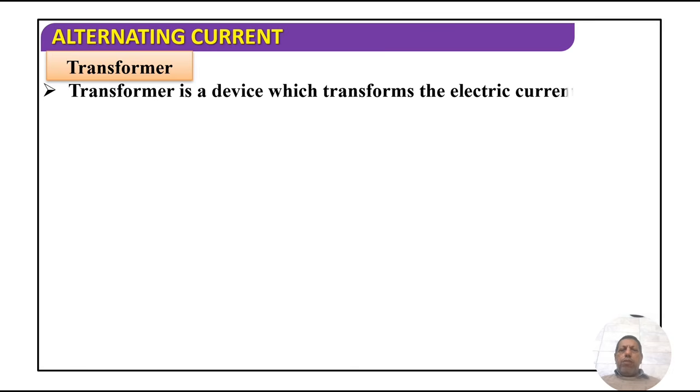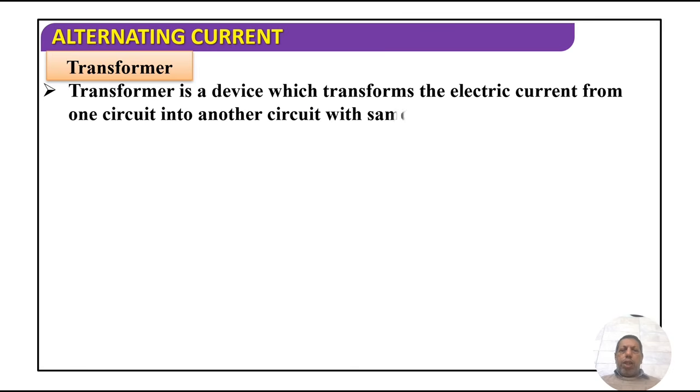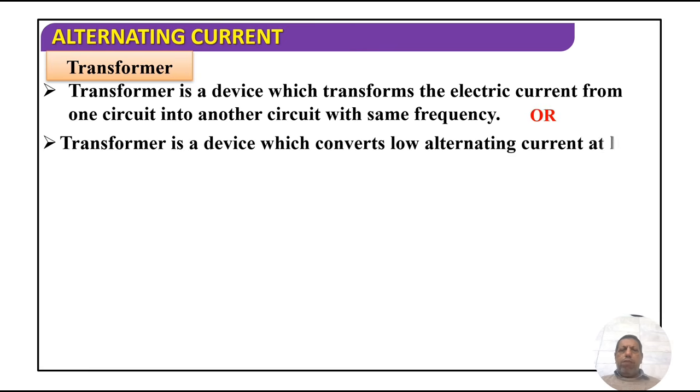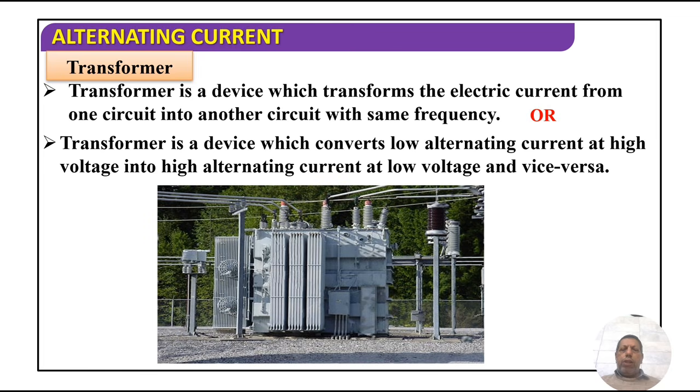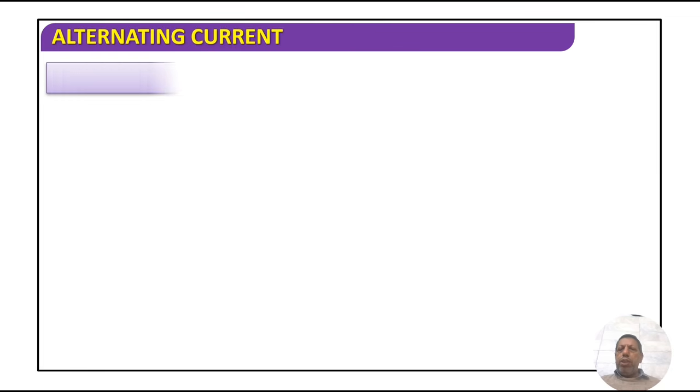Transformer is a device which transforms the electric current from one circuit into another circuit with the same frequency. Or transformer is a device which converts low alternating current at high voltage into high alternating current at low voltage and vice versa. This is one of the diagrams of the transformer.